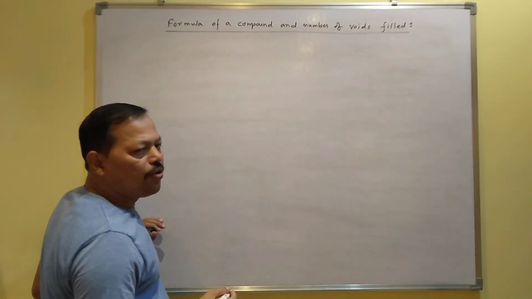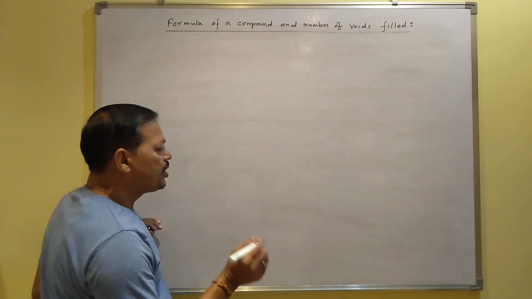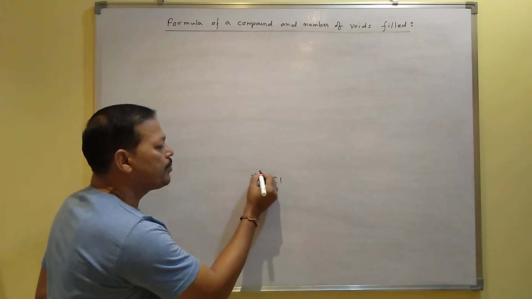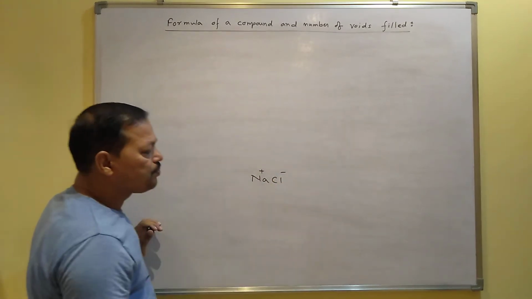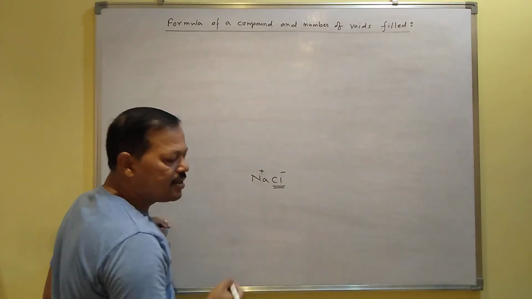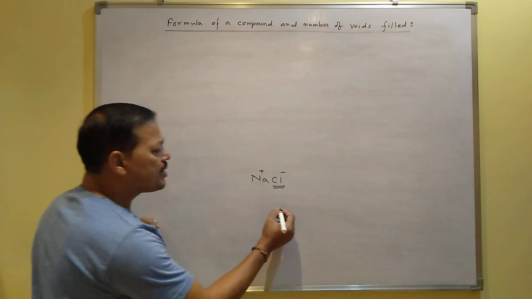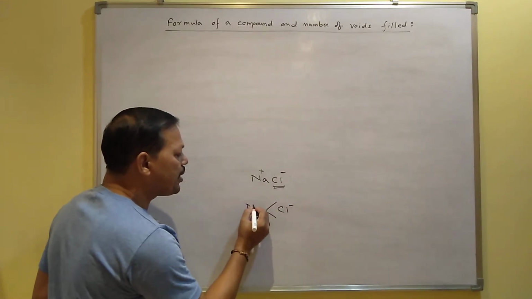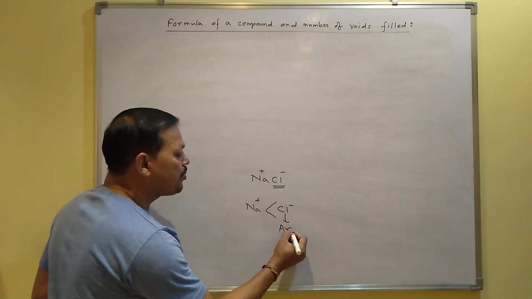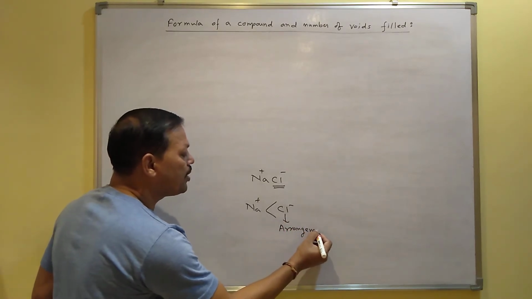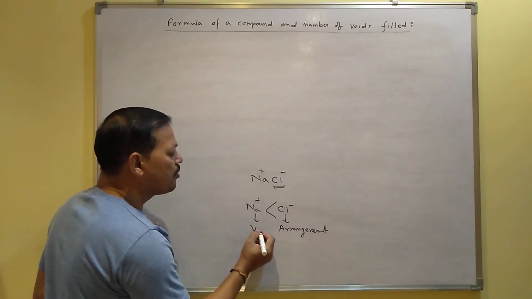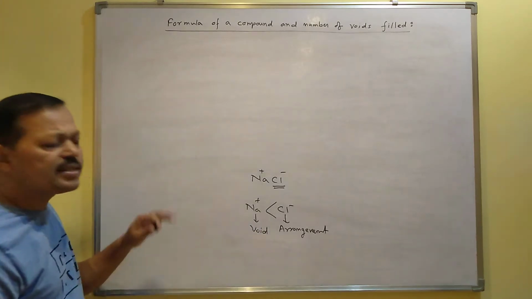Since there are two types of void, octahedral and tetrahedral void, in case of ionic solid, for example, if you consider sodium chloride, you know sodium is cation, chlorine is anion. The ion which is larger in size, normally anions are larger. Since the size of chloride is greater than the sodium ion, that is why this chloride ion adopts the arrangement of the solid, and this sodium ion will be present in the void. And this is the importance of void.